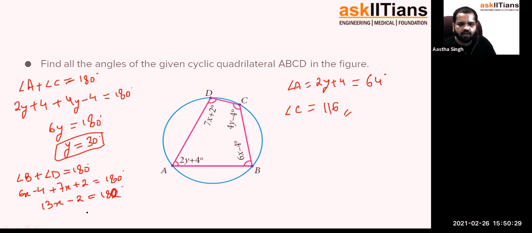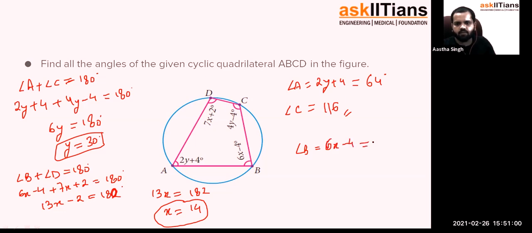2 will add to the RHS, so 13x is equal to what? 182. Just divide by 13, then 13 times 14 is 182. You got the value of x equal to 14. So your angle B is how much? 6x minus 4. The value of x is 14. So 14 into 6, 84, minus 4 will be equal to 80 degrees.